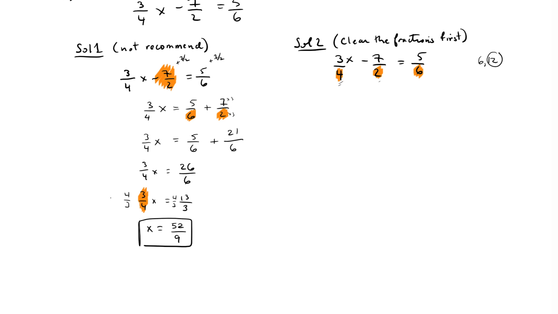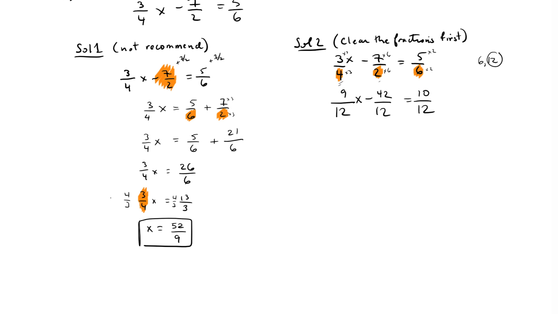So I need to multiply to get 12 here, multiply by 3, right? So 3 times 3, 9. Here I need to multiply by 6, minus 42 over 12. And here multiply by 2 above and below. That's 10 over 12. And I'm missing an x somewhere. Yes. Okay.